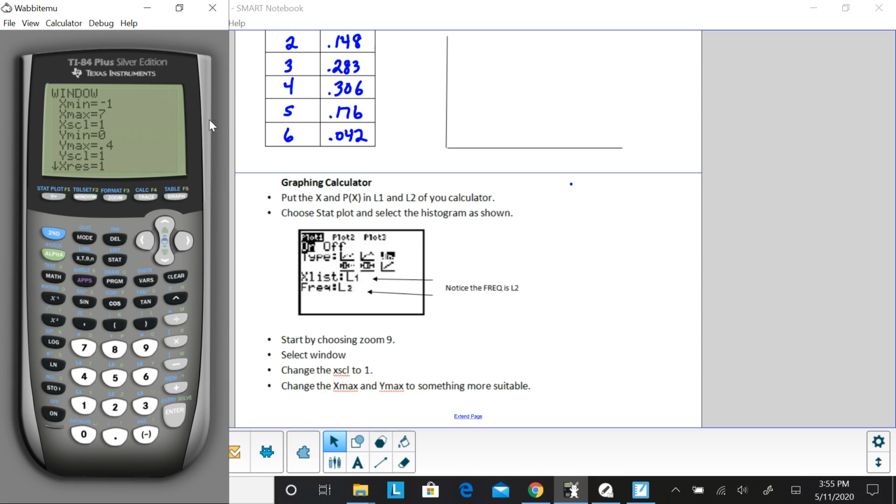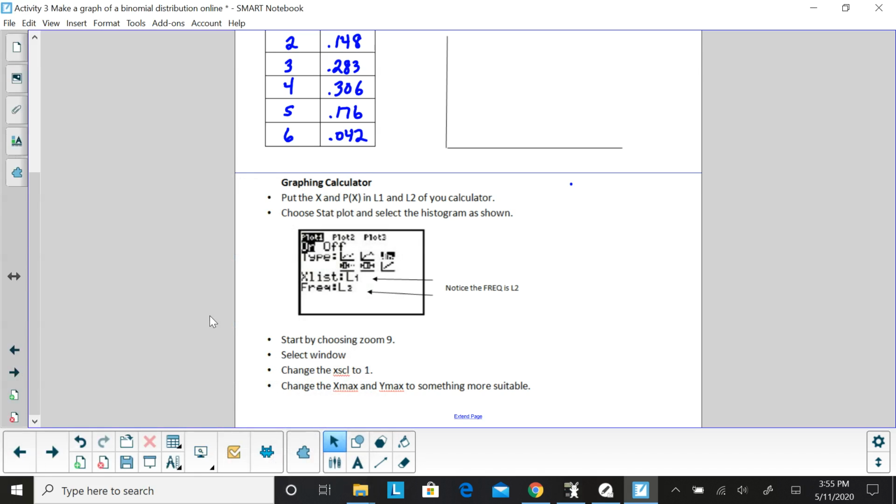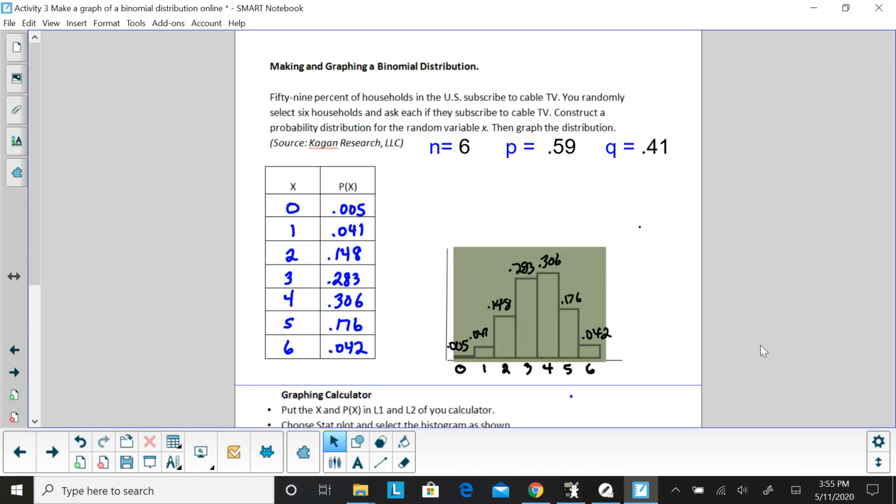All right, now I'm going to go out of here and set my window, and this is very important. We're counting by ones through 6, so -1 would be fine for my X min. My X max is 7, and make sure you're counting by ones. So you need to change that X scale to 1. My Y min, I'm having it 0 because I don't have any negative values, and I notice my highest is about 30%, so I'm going to go up to about 0.4 so that I can see. So go ahead and graph and see what you get. Don't hit zoom 9. Make sure you're selecting graph. And then this is what you have. And then you can go ahead and sketch it on there. And this is what I have.